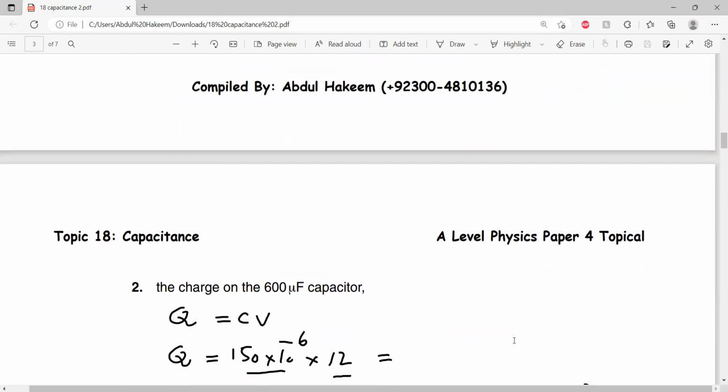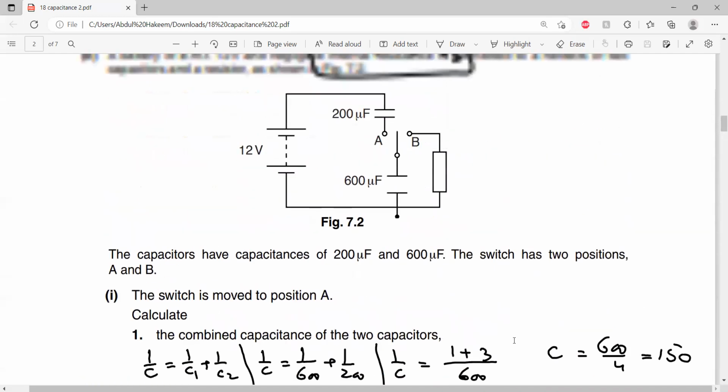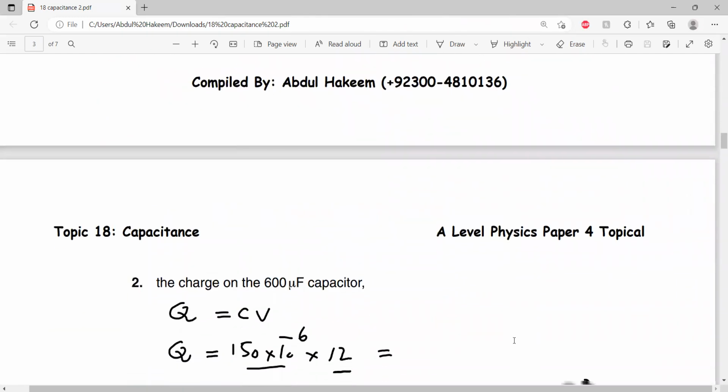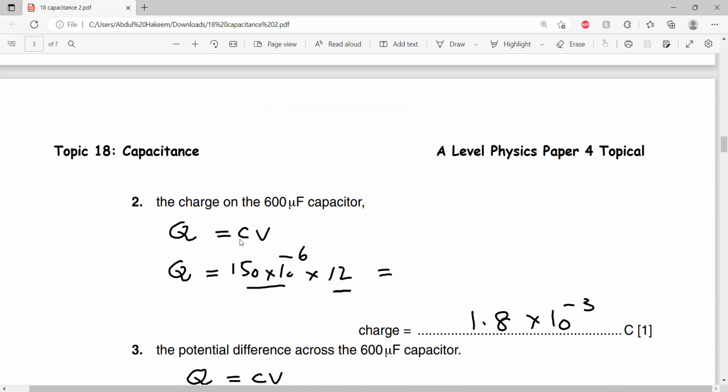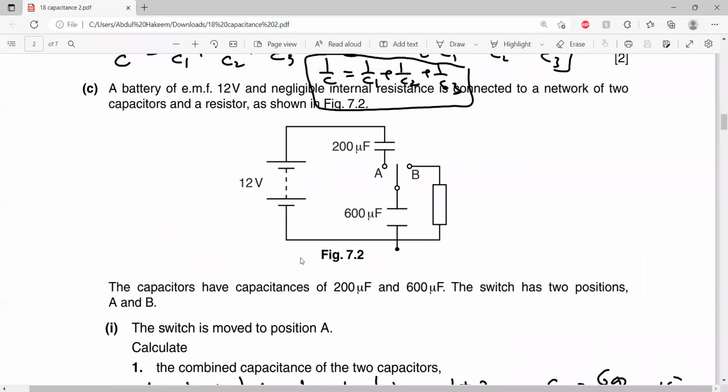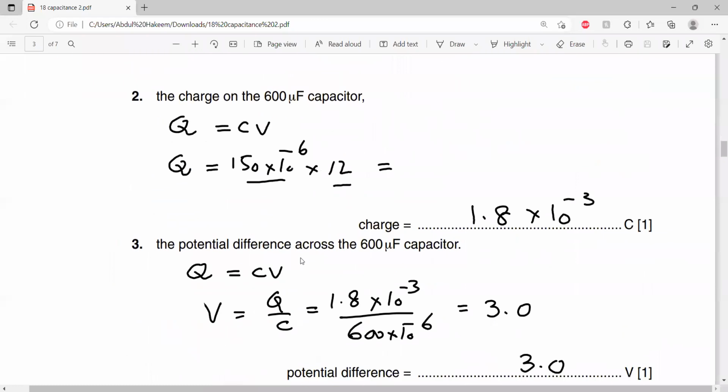The charge on the 600 microfarad capacitor. Look, in series, the charge remains the same. So we have to calculate the total charge. The total charge is equal to total capacitance times total voltage. The total combined capacitance is 150 times 10 power minus 6, and the total voltage supplied by the battery is given as 12. So the answer is 1.8 times 10 power minus 3.